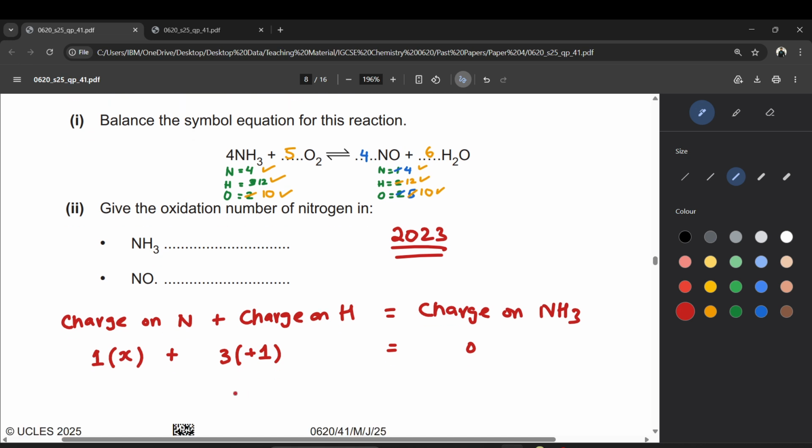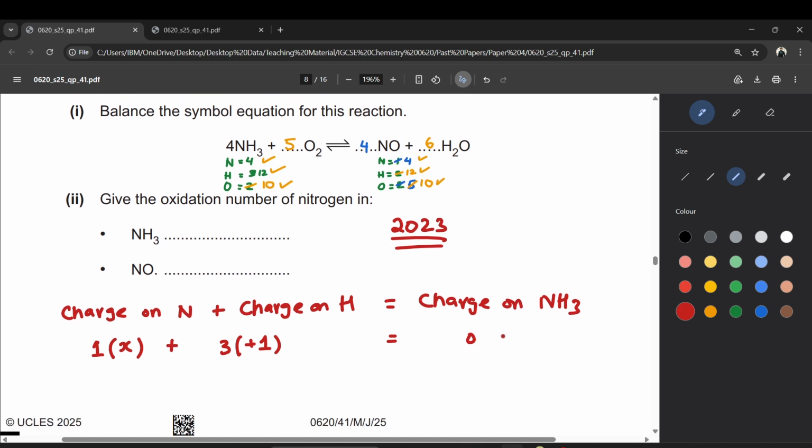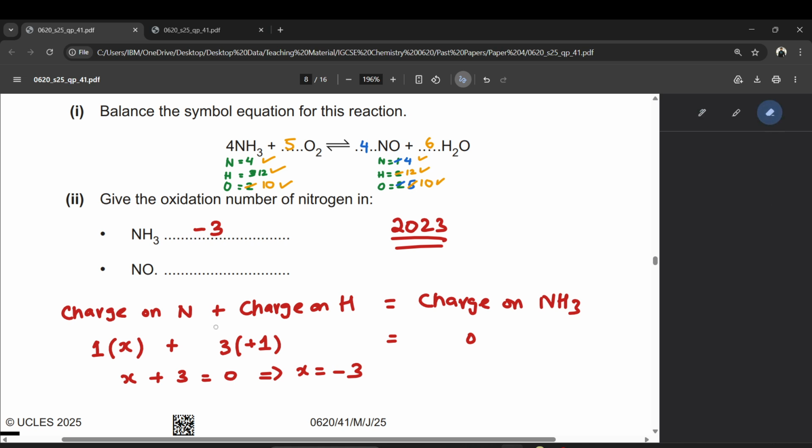Now simplify this. You get x plus 3 equals 0. You shift 3 to the other side, x is equal to minus 3. So the charge on nitrogen in this case is minus 3. All right. For the next one, let me do the same thing.